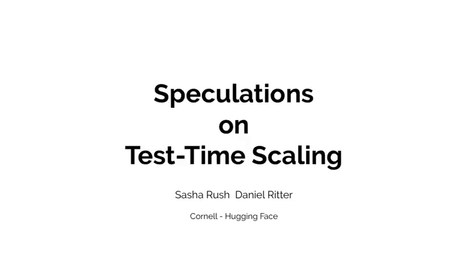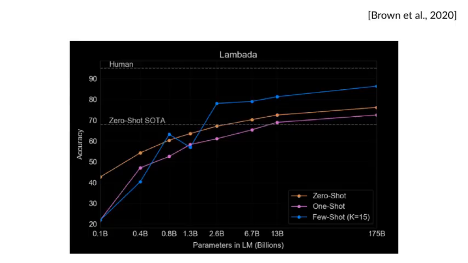Speculations on test time scaling. Say what you will about OpenAI, they make iconic graphs. This graph is from the GPT-3 paper.